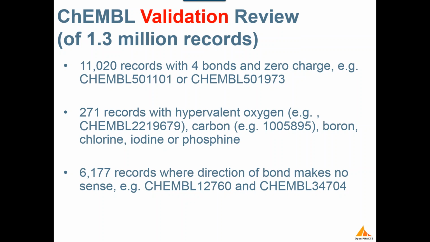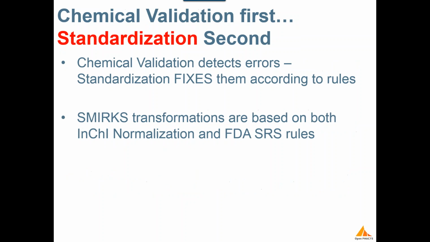We also found hypervalent oxygen, carbon, boron, etc. Some of these may turn out to be valid, but the validation review process itself allows you to look at each of these and see whether or not they should be passed through. And then we found over 6,000 records where the stereo bond direction didn't actually make any sense. So the chemical validation process is what comes first on CVSP, then you choose to standardize.